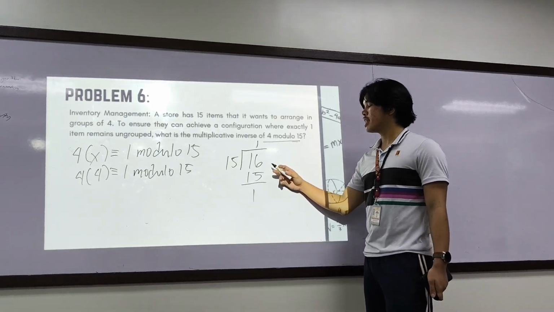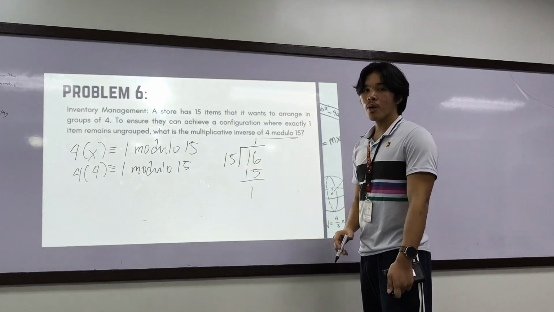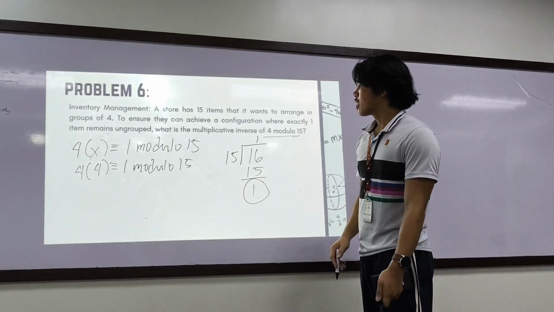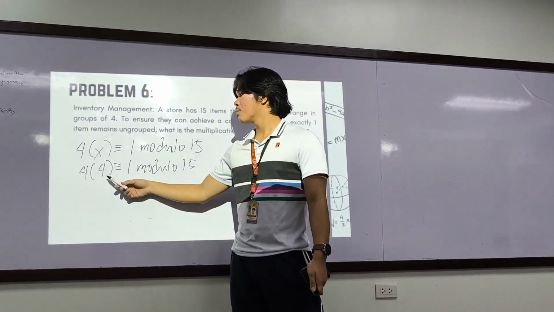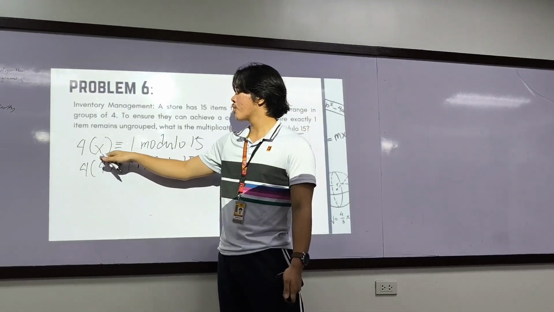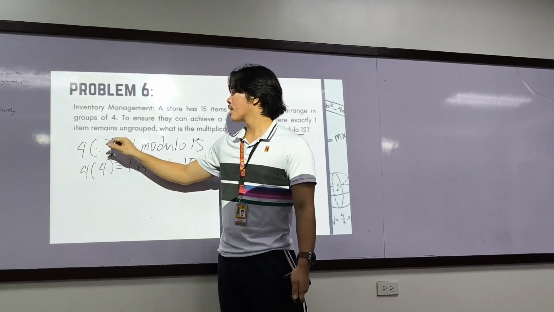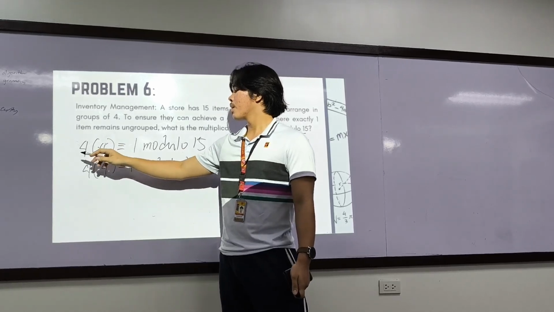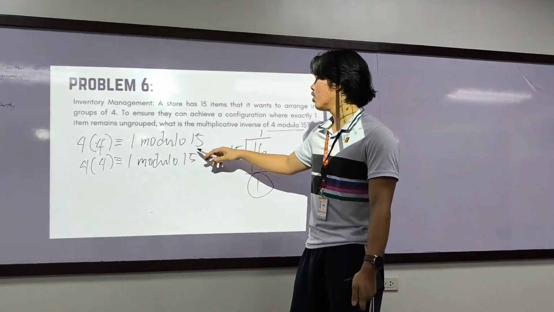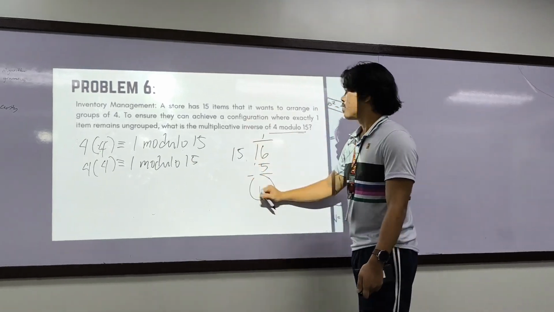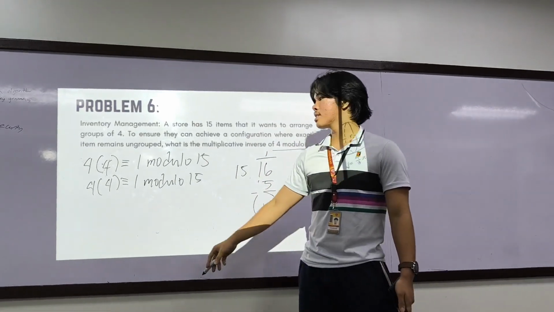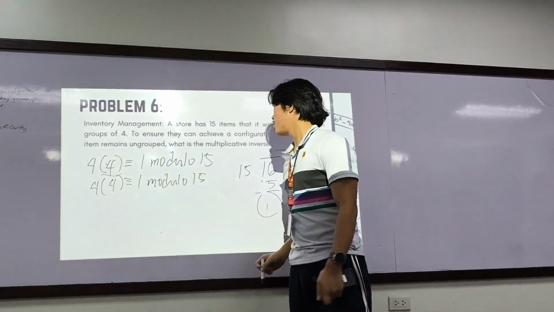So when 16 is divided by 15, we have the remainder 1, which concludes that the x that we are finding is equal to 4, because 4 times 4 is congruent to 1 modulo 15. So the multiplicative inverse of 4 modulo 15 is the number 4.